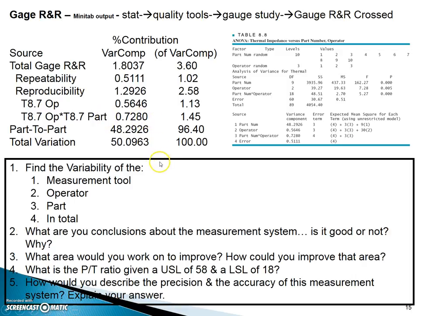Okay, so the questions we want to answer are to find the variability of the measurement tool, the operator, the part, and in total. And again, we're going to be able to do that easily because it's listed there for you.